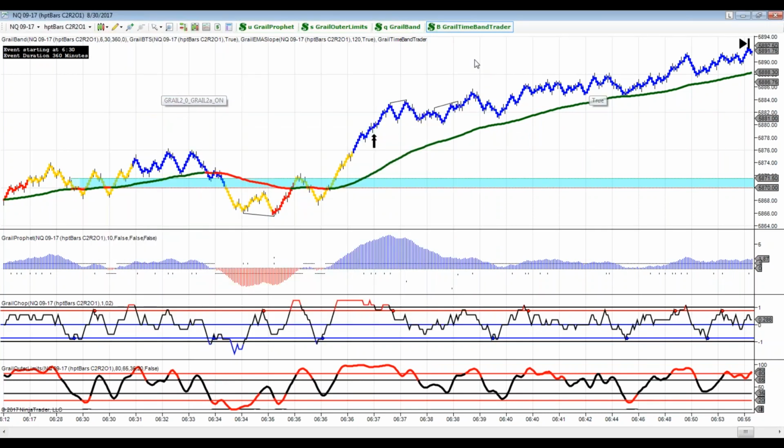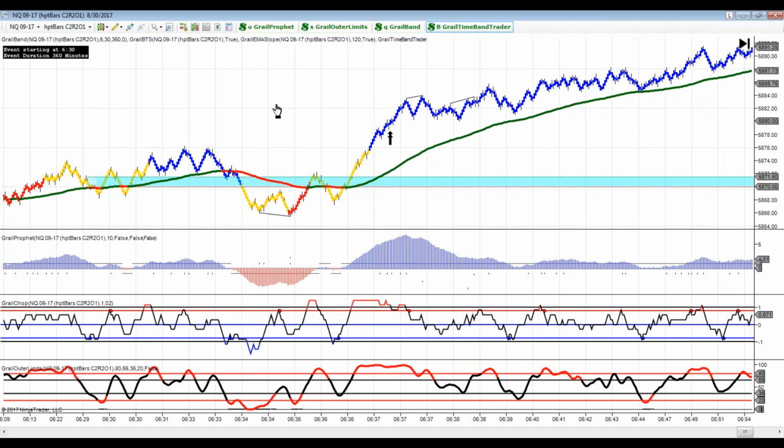Don't get confused. Grail 1, Grail 2, Grail 3 are all just placeholders for this particular trader. This is the Grail Time Band Trader, and it has a Grail 1, 2, and 3. The Grail BTS Trader has a Grail 1, 2, and 3. The regular Grail, the very first one we came out with, which is still good for trading news events and pit opens, has a Grail 1, 2, and 3. But they're all different, it's just like calling it ABC. All right, so we want this to sync up.